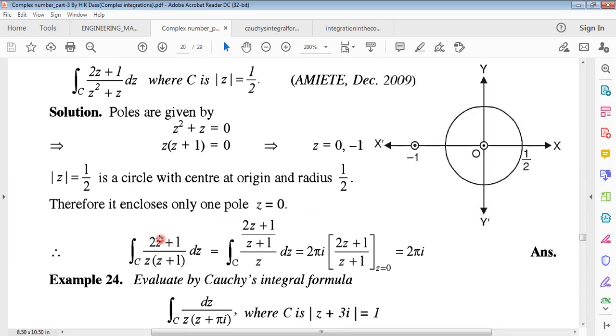Now this can be written by dividing by z plus 1 in both numerator and denominator. We get 2 times (z plus 1) divided by z times (z plus 1). The z plus 1 cancels, and we get only z in the denominator. So using Cauchy's integral formula, this becomes f(z) divided by z at z equals 0. So 2 pi i times (z plus 1) divided by (z plus 1) at z equals 0. Now just putting z equals 0, we get only 2 pi i. Very interesting, very easy.